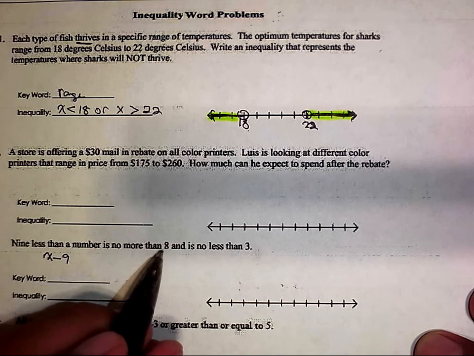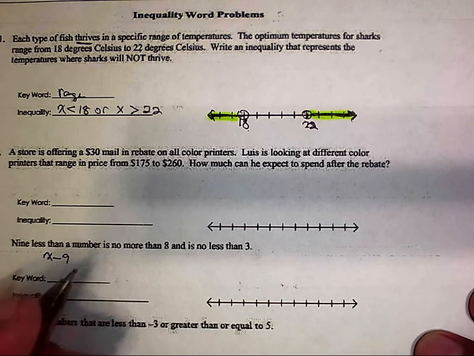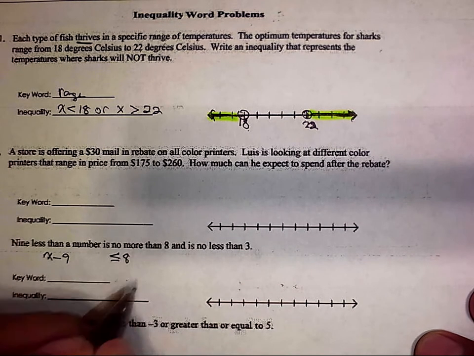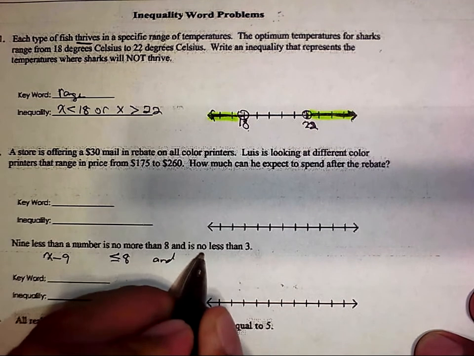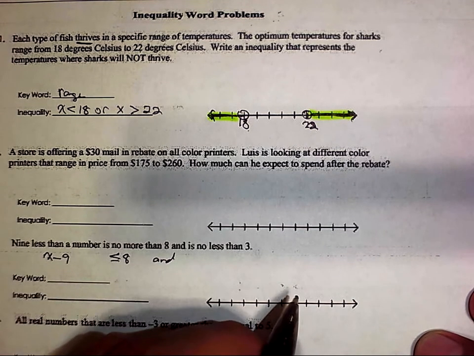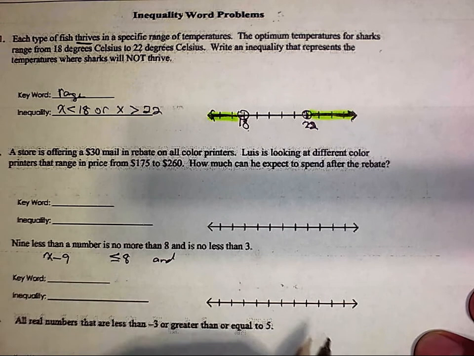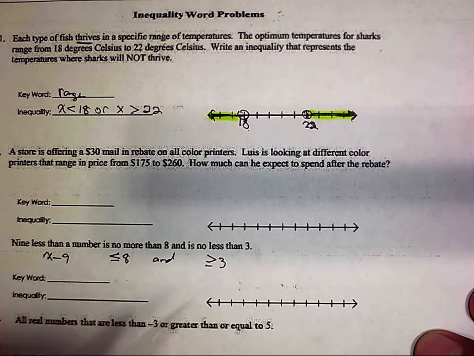It's no more than 8. No more. So can it be 9? No. So it has to be less than 8. So it has to be less than or equal to 8. And what? It's no less than 3. Well, that means can it be less than 3? No. So can it be 2? No. Can it be 4? Yes. So that means it has to be greater than or equal to 3.